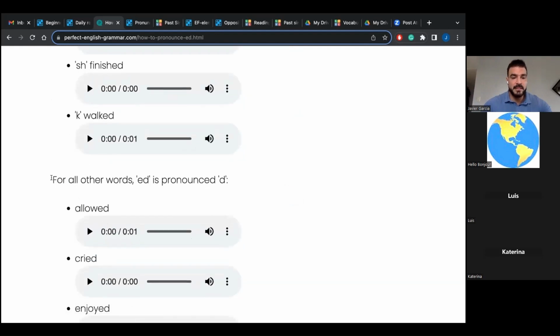So write this down. Just so you know, for all other words, the ED is pronounced like a D, okay? So like I said, any vowel or consonant that is not in the list of the previous ones that we just practiced will be pronounced with a D at the end, okay? Please write that down so you can remember. Okay, do you have any questions? Luis or Caterina?